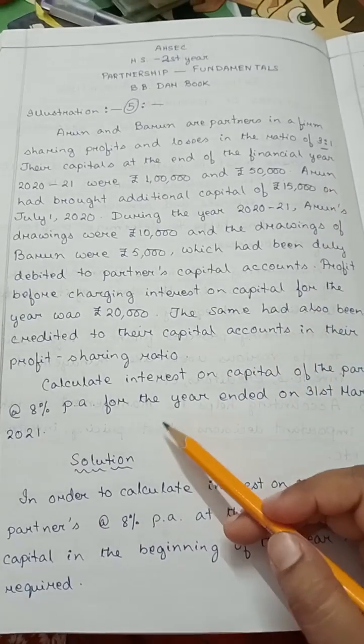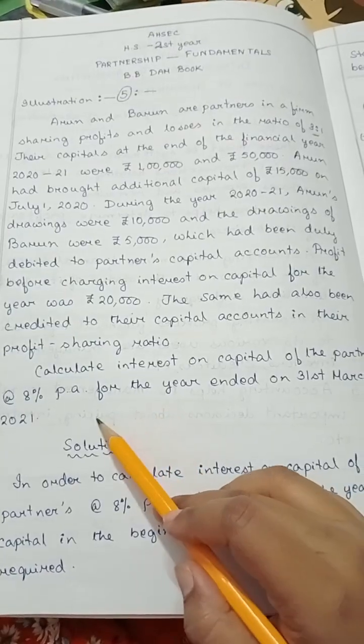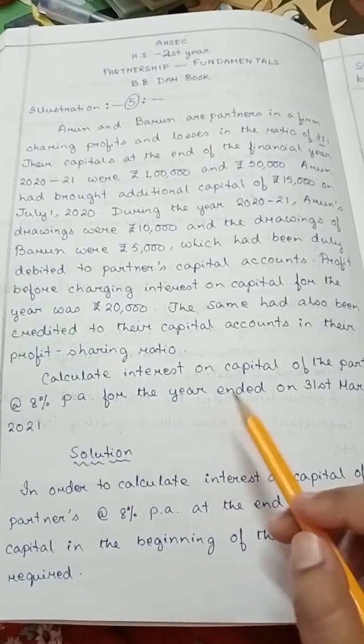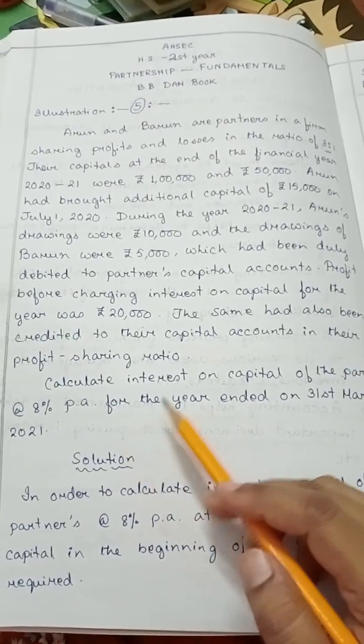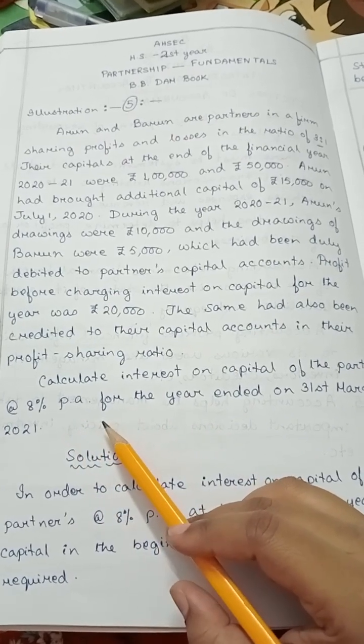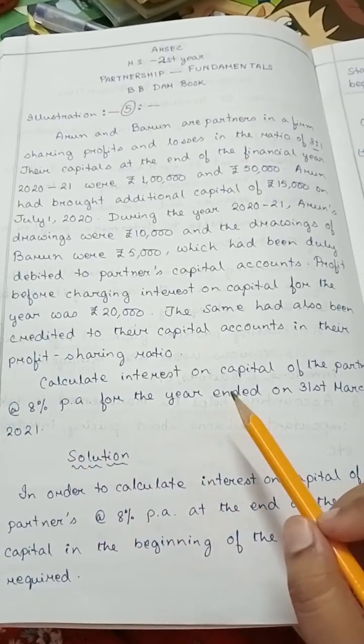Okay, so calculate interest on capital of the partners at the rate of 8% per annum for the year ended on 31st March 2021. So it has been asked to calculate interest on capital at the rate of 8% per annum, okay, for the year ended 2021.